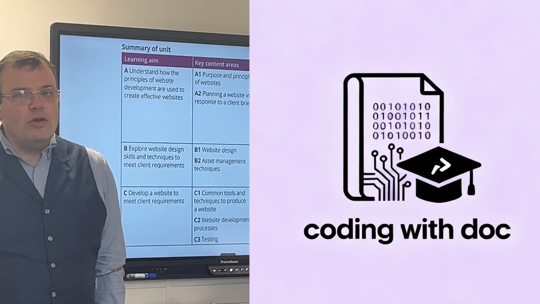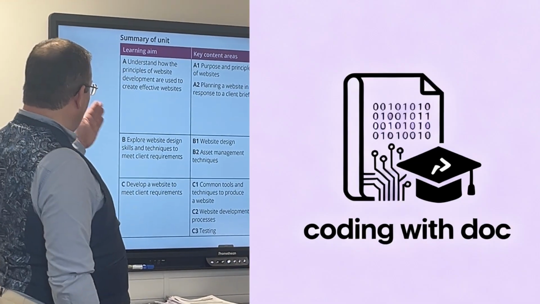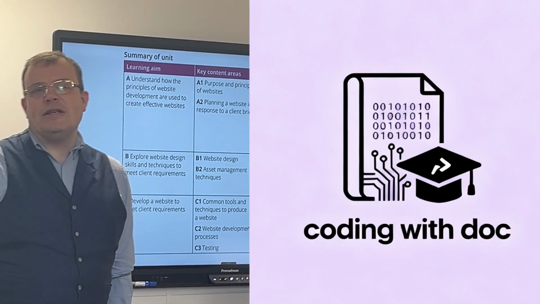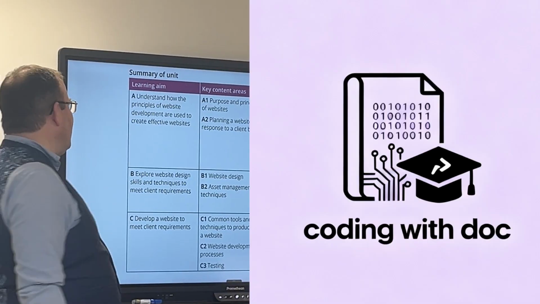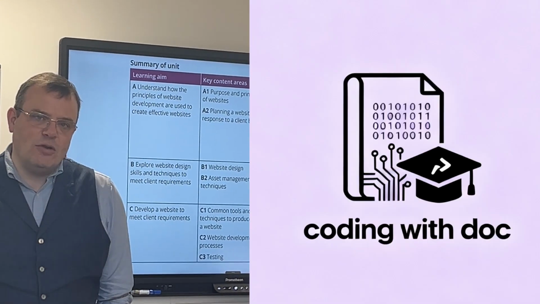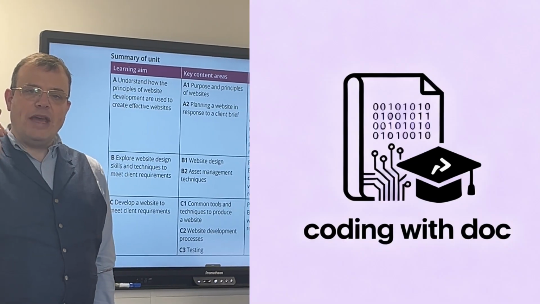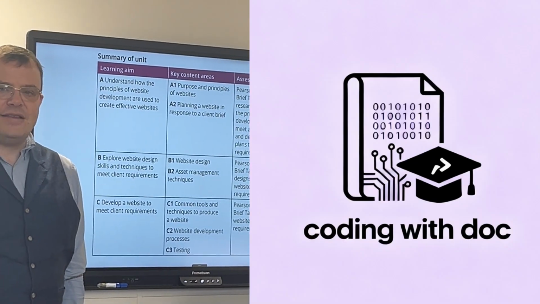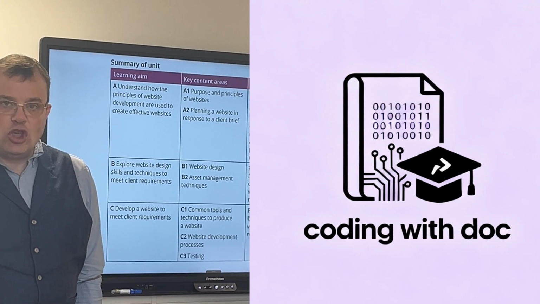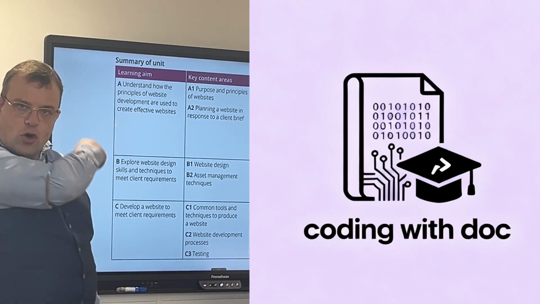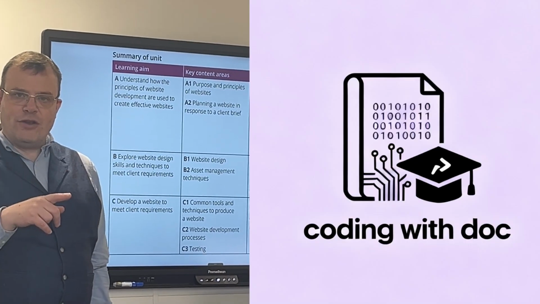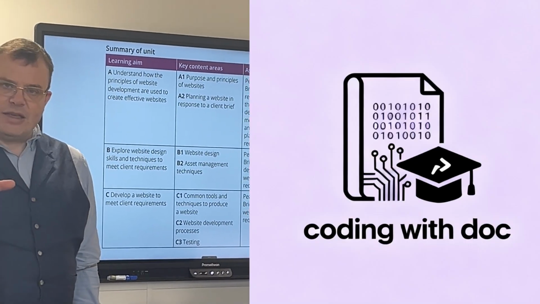Section A is completely written. It's about you doing an investigation, as you can see behind me, to understand the principles of how websites are developed and what makes a website effective. Now, you will be given a brief in class that guides you about the website that you need to make. But that's what you're writing about in that first section. How websites are made, what makes them effective.